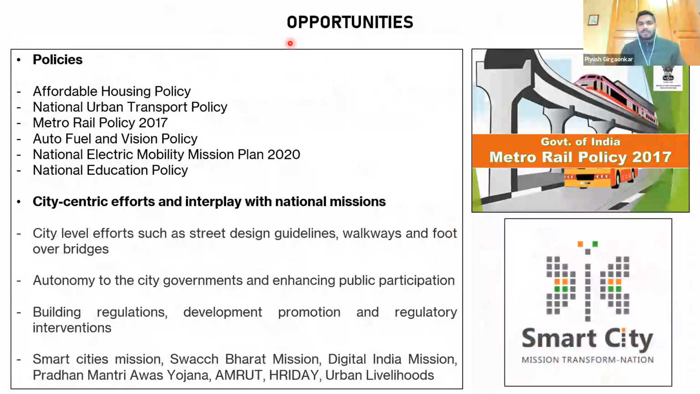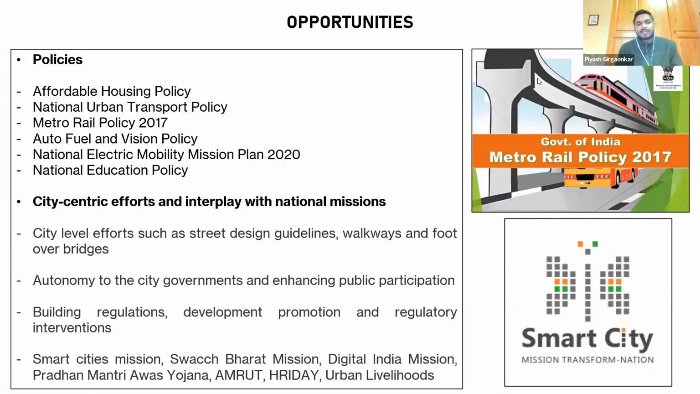Now, I would just go quickly through the opportunities that we have. Certain policies have been made, which we should really appreciate. First is, of course, the affordable housing policy. Then there are policies related to transport. They're all there. One of the most important and underrated in urban spaces is the national education policy. It also speaks a lot about the development scenario, not just school and higher education.